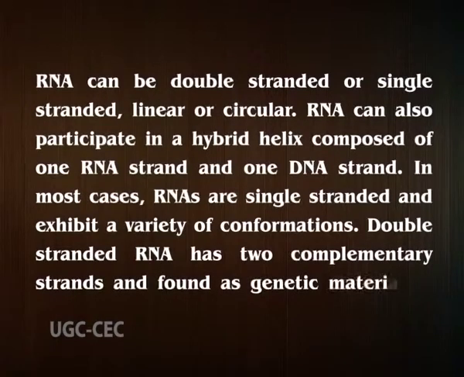Double-stranded RNA has two complementary strands and is found as the genetic material of some viruses. Recently, there are reports of a single-stranded, covalently closed circular form of RNA. These circRNAs are considered to arise through a backsplice reaction. Differences in the sizes and conformations of the various types of RNA enable them to carry out specific functions in the cell.